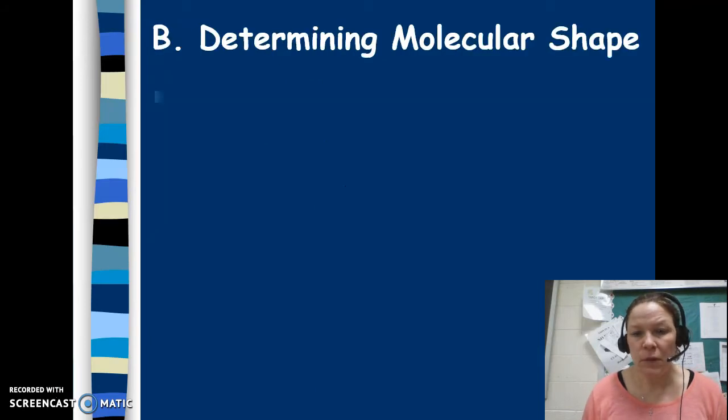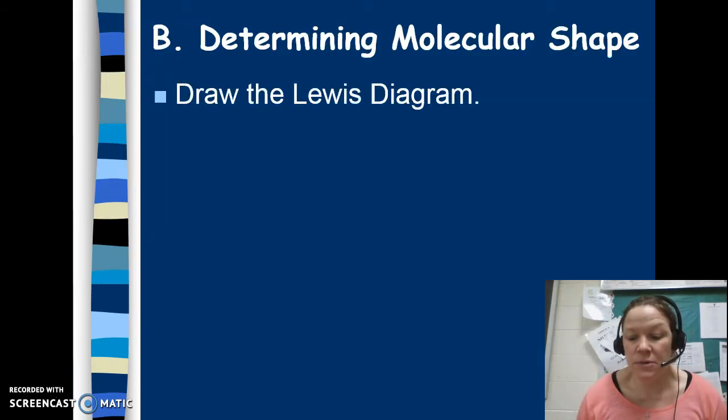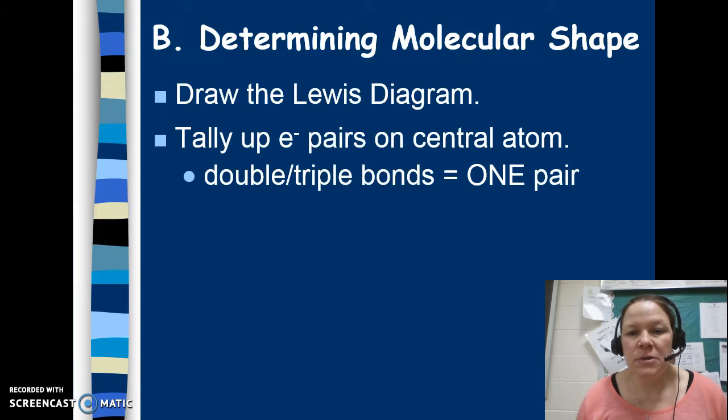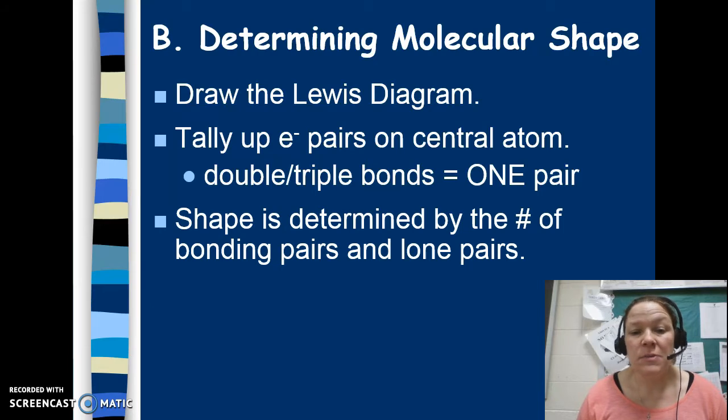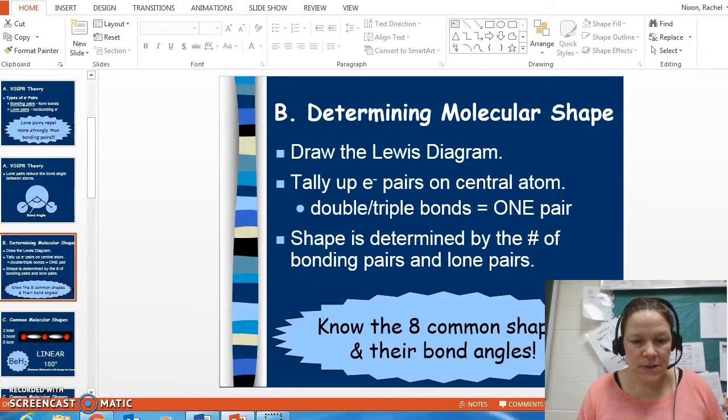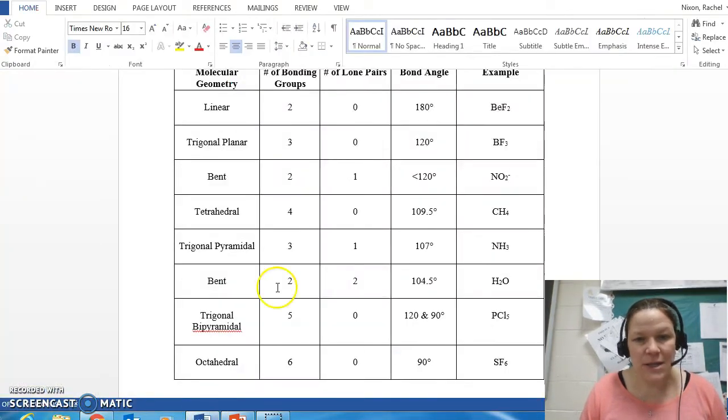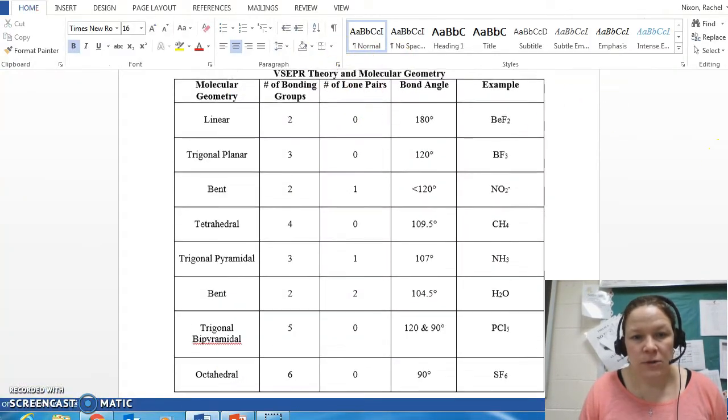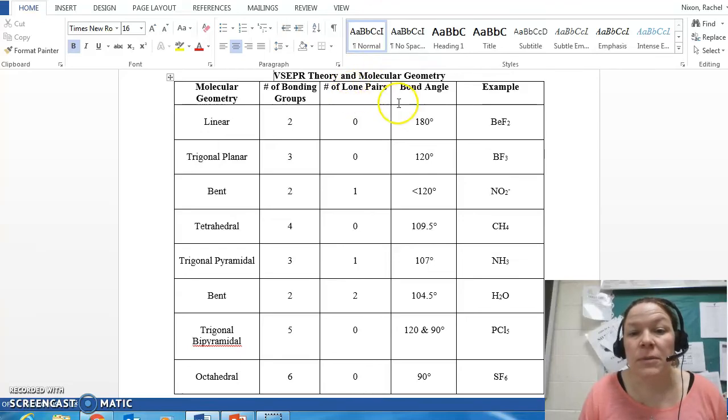Okay? All right, so for molecular shape, the first thing you're going to do is draw the Lewis diagram. You're then going to tally up the electron pairs on the central atom. Double and triple bonds for geometry only count as one pair. Even though they may have a double or a triple bond, it's only going to count as one pair for the geometry. And the shape is essentially determined by the number of bonding pairs and the number of lone pairs. So you'll notice on this little chart that that's how it's set up, right? You've got the total number of bonding groups, the number of lone pairs, and then the number of bonding groups, and then that will give you the shape and the geometry.